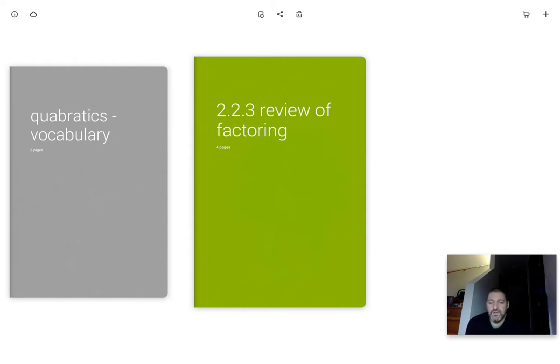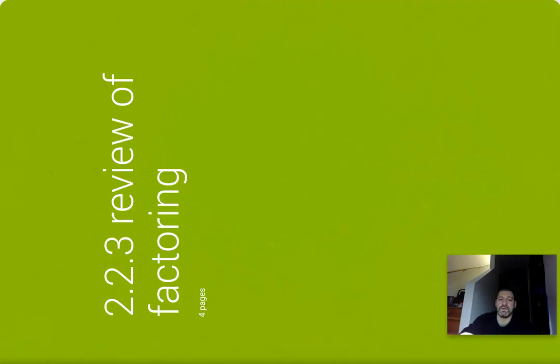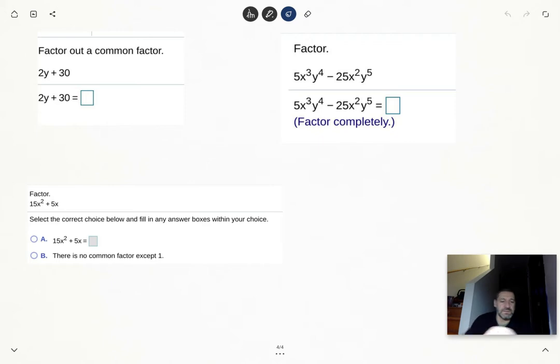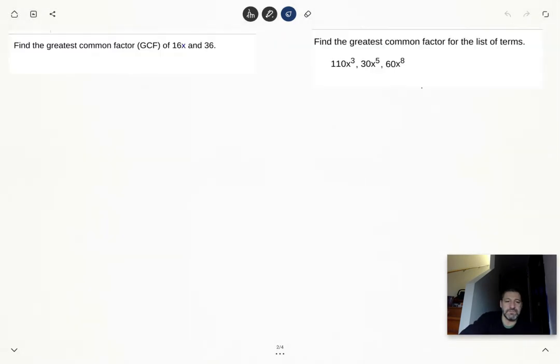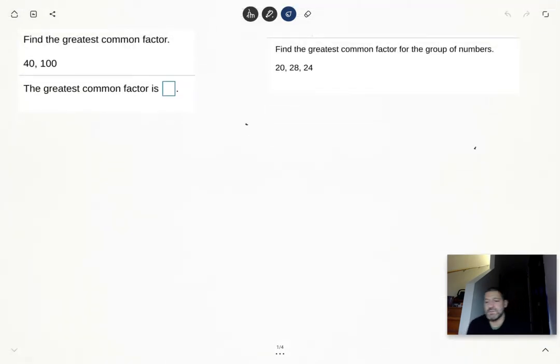Unit 2 is all about quadratic equations and solving them. One of the methods to solving quadratic equations is factoring. So 2.2.3 is going to be a review of some factoring techniques. Let me back up a little bit. Let's start with just basic factoring of numbers.